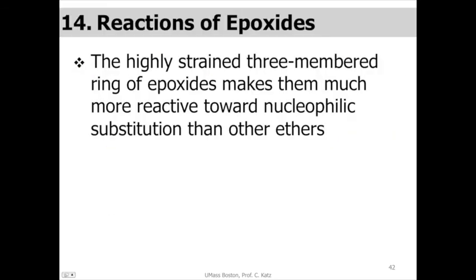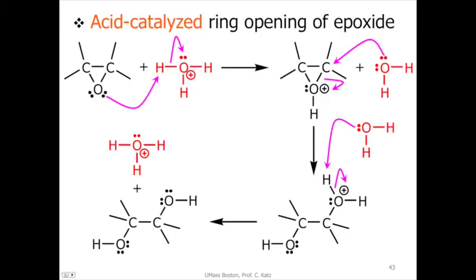So the high-strain three-membered ring of epoxides makes them much more reactive towards nucleophilic substitution than other ethers. All right, so here's an acid-catalyzed ring opening of an epoxide that you might imagine. You have an epoxide that you've made either by MCPBA or by the base chemistry using your iodine hydroxide thing. So either this way here, or this way using MCPBA. Okay, so either way.